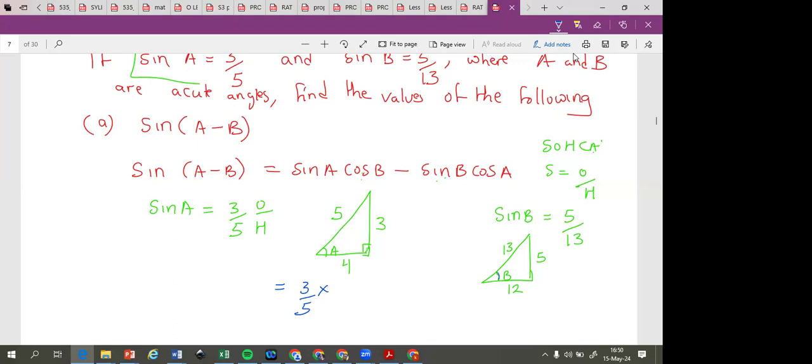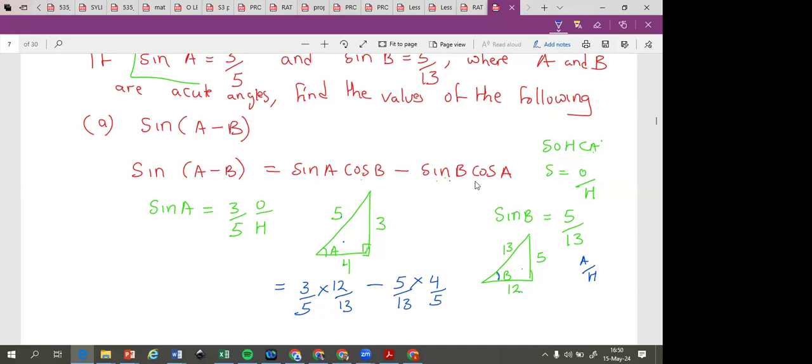Times, you check for your cos of B. Cos of B, you get it from here. So you know cos is the adjacent out of hypotenuse. So adjacent is 12, hypotenuse is 13. So I say 12 out of 13, minus sine of B. I will come here. Sine of B is 5 out of 13, times cos of A. I will come here. Adjacent is 4 and hypotenuse is 5. So I say 4 out of 5. Members, is that fine?